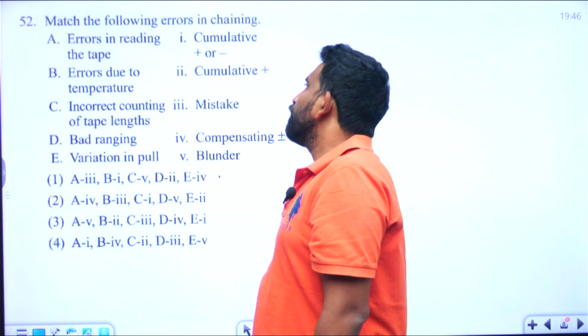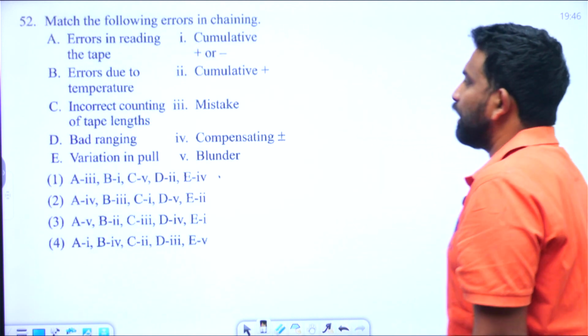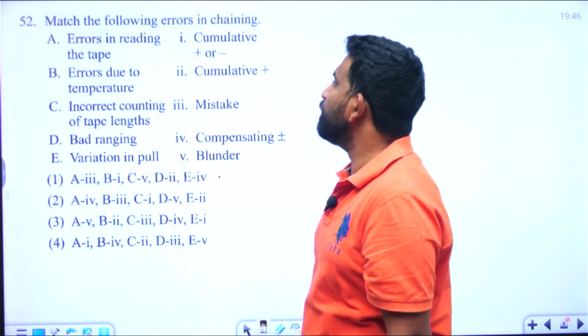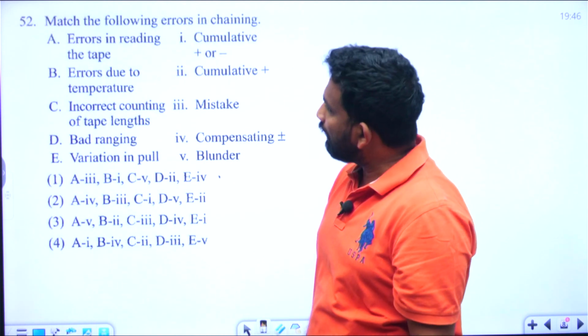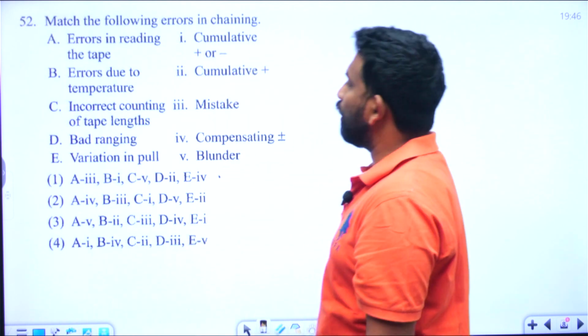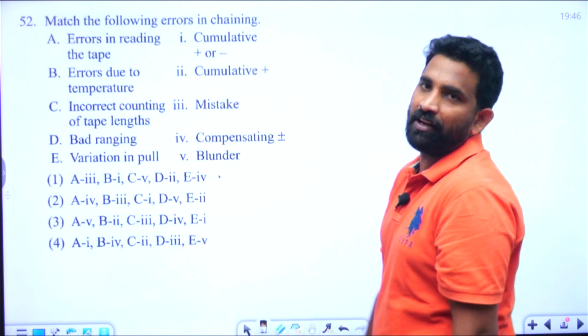Question number 52. Match the following errors in the training. Here a few statements were given for which we have to select the correct option. Error in reading the tape. Error due to temperature. Error in incorrect counting of the tape lengths. Bad ranging. Variation in the pull.